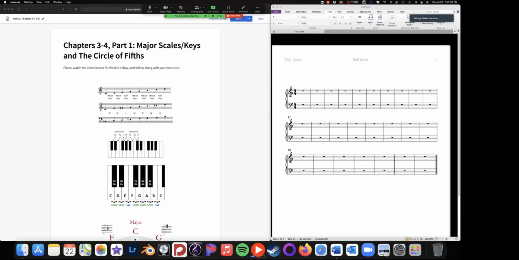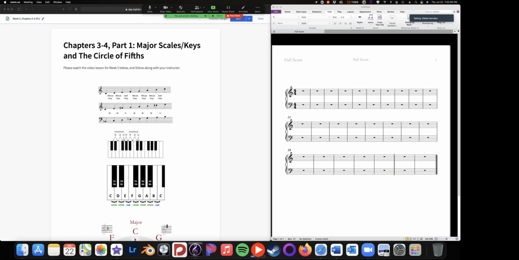Hello everyone, welcome to the first video lesson for chapters 3 and 4. This will be the first video, and we're going to be doing chapters 3 to 4 a little differently. In this first video we'll be covering all of the topics relating to the major scales and keys that are introduced in those two chapters, as well as the circle of fifths.